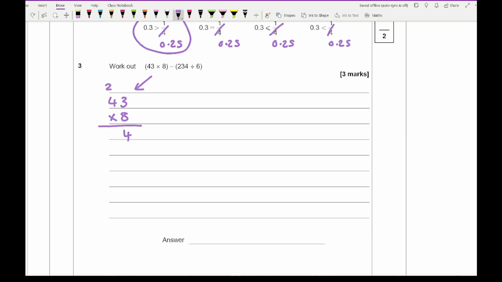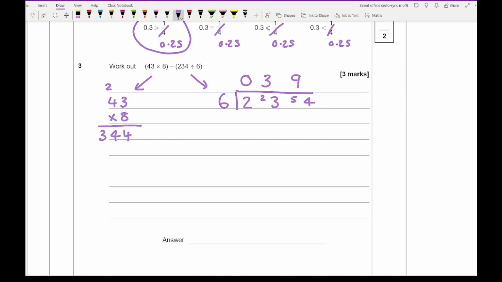And then 8 times 4, which is 32, plus the 2 is 34. Then I've got to do 234 divided by 6. I'm going to use the bus stop method. So I've got 2, 3, and 4. How many 6s going into 2? None, so I carry the 2. How many 6s going into 23? That's going to be 3, remainder 5. And how many 6s going into 54? That's going to be 9.